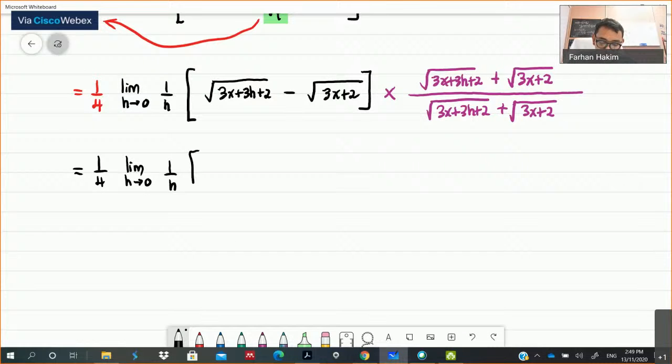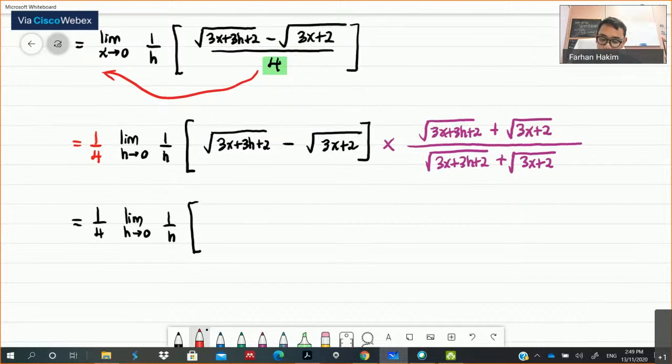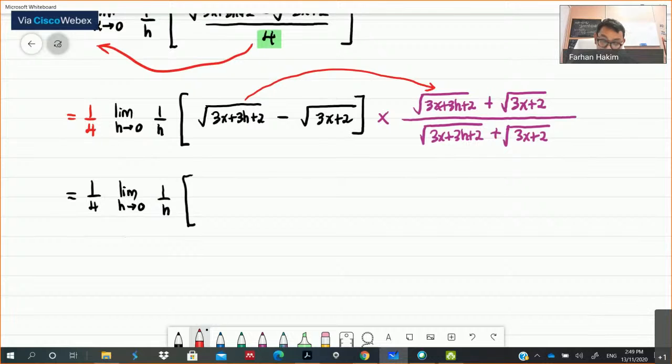Okay, so we'll have something like, we can multiply this part, yeah? All right, so this part with this part. So there is no more square root because that square root is multiplied by square root. So we are left with 3x plus 3h plus 2.